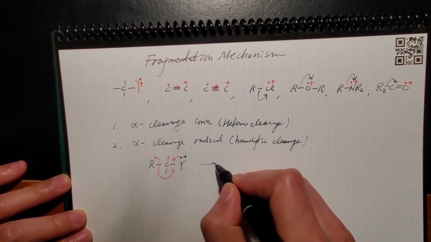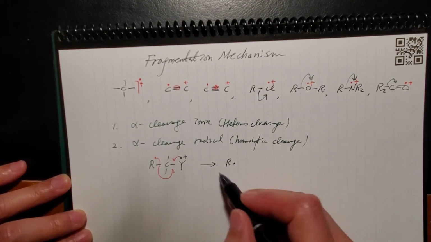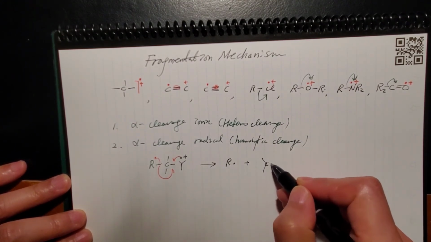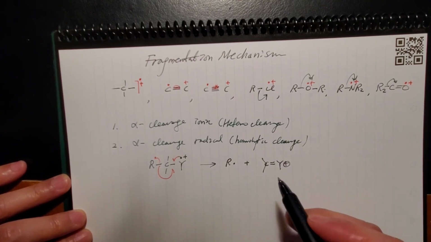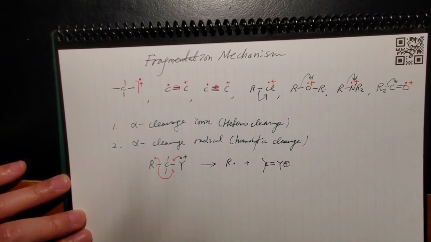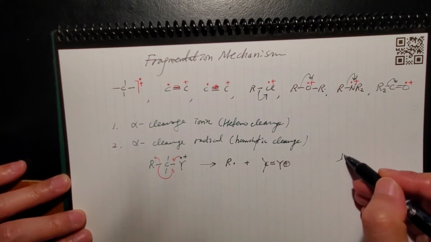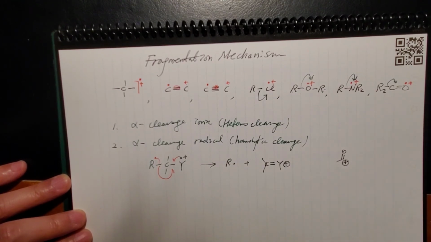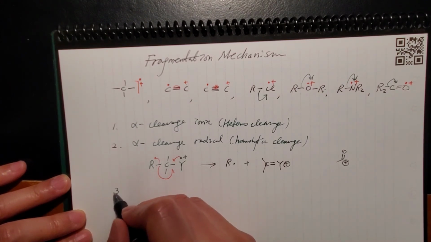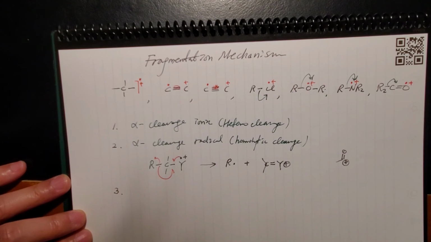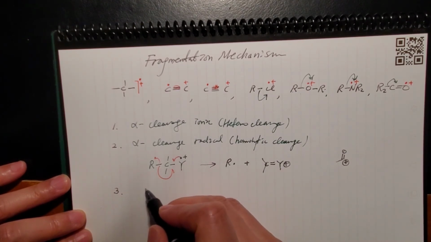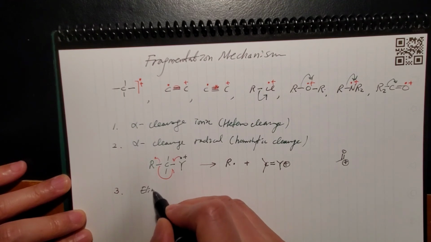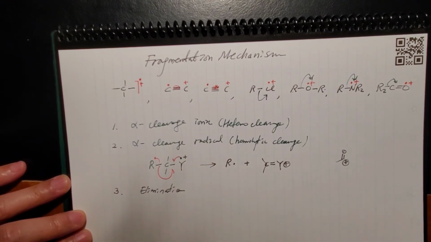And then what will happen is R becomes radical, and this part becomes positive, and you will be able to detect this. This is what we saw before. We lost this, but we detected this because this became positive. In some other cases, you can have something that resembles an elimination mechanism.